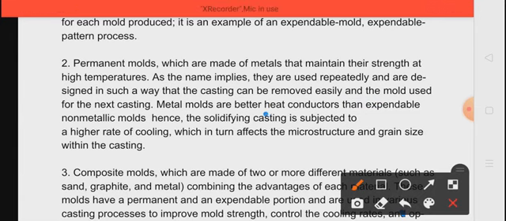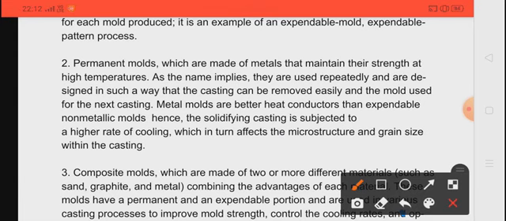Metal molds are better heat conductors than expandable non-metallic molds, hence the solidifying casting is subjected to a higher rate of cooling. This is the major advantage of a metal mold as compared to the expandable non-metallic mold, which in turn affects the microstructure grain size of the casting.